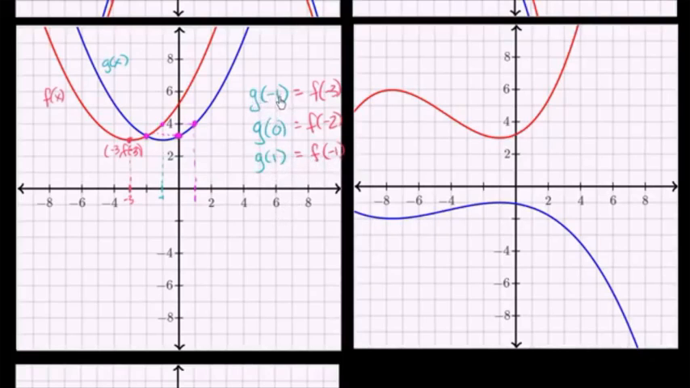g of whatever is equal to the function evaluated at 2 less than whatever is here. So we could say that g of x is equal to f of, well, it's going to be 2 less than x. So f of x minus 2. So this is the relationship. g of x is equal to f of x minus 2.